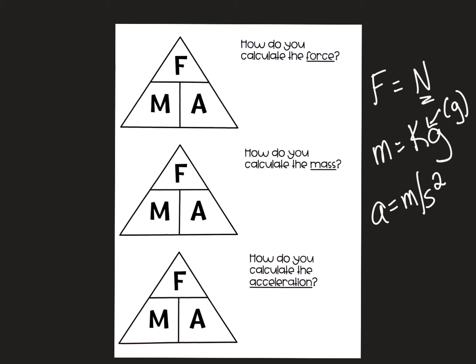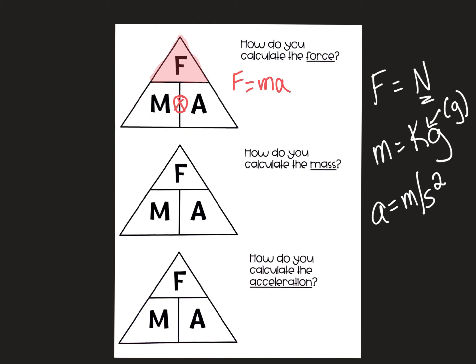So let's look at our triangle, and we are going to color one of the letters in and end up with our equation. So our first one is force. How do you calculate the force? I'm going to color in the F, kind of covering it up. And then what is left tells me what I need to do. So this is mass, and we'll just put times acceleration. So force equals mass times acceleration.